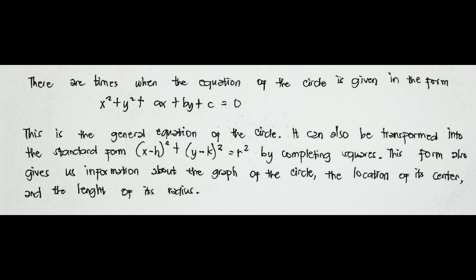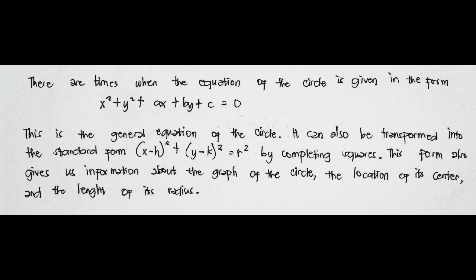Okay, so let's proceed to the topic about identifying the center and radius of a circle. There are times when the equation of the circle is given in the form x squared plus y squared plus ax plus by plus c is equal to 0. This is the general equation of the circle. It can also be transformed into the standard form (x minus h) squared plus (y minus k) squared is equal to r squared by completing squares.